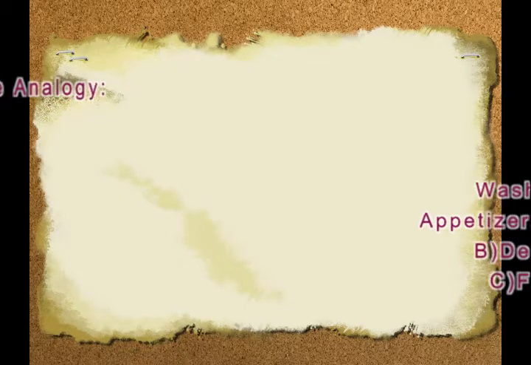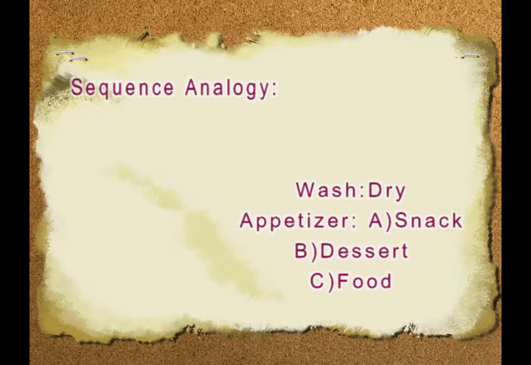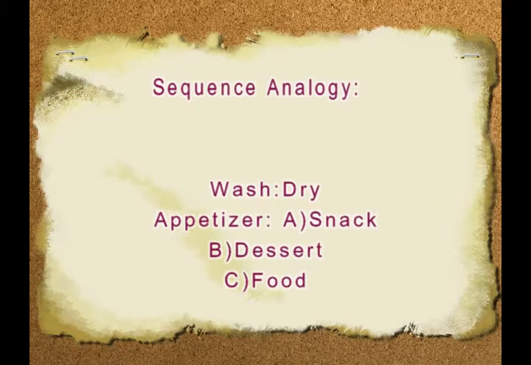Alright, class, the first question is worth 100 points. It's a sequence analogy. Word pairs show a relationship between one another, an action, item, or event, and another that comes commonly after. So, wash, dry; appetizer, is it A, snack, B, dessert, or C, food? You have 10 seconds to hold up A, B, or C, row leader.